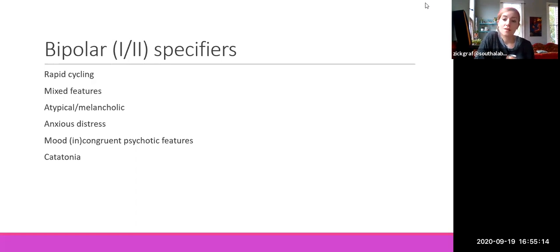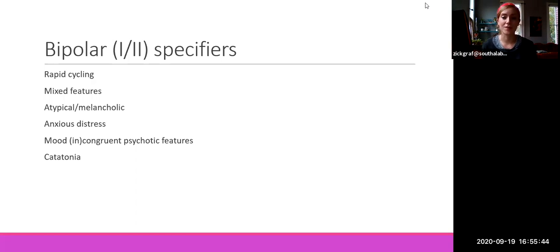Mixed features is also a negative prognostic indicator, mostly because, so what mixed features is, someone meets full criteria for a manic episode. So they have elevated mood, or irritable mood, with 3 or 4 of the additional mania symptoms. So grandiosity, less need for sleep, less appetite, goal-oriented behavior, impulsivity and risk-taking.